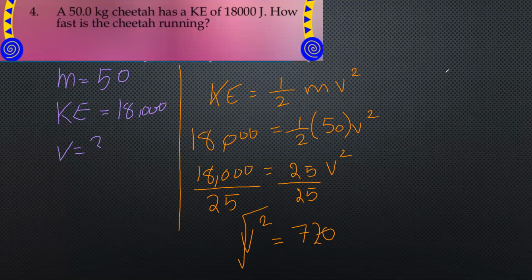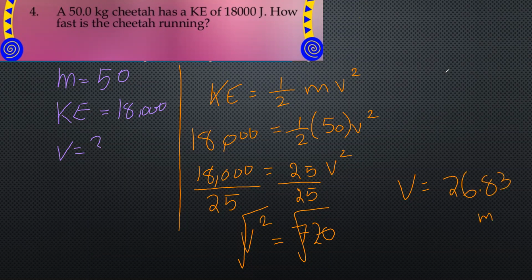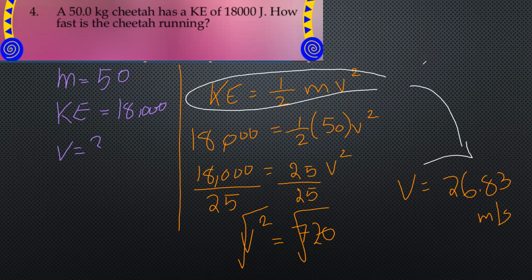Under the square root, you will get that the velocity here is 26.83 meters per second. If you want to use this formula, you can also use it and you will surely get the same answer. Actually, the only difference in solving this problem is just the square root, because we want to find the velocity. So just take the square root and we will find the answer.